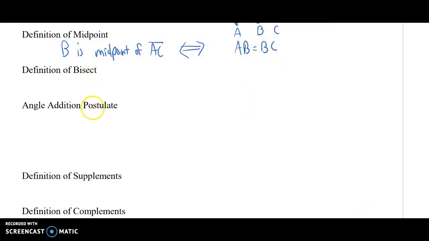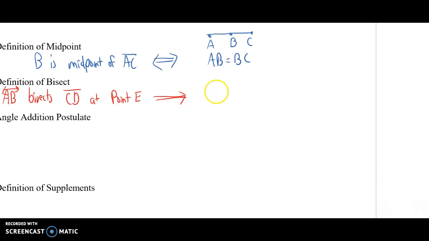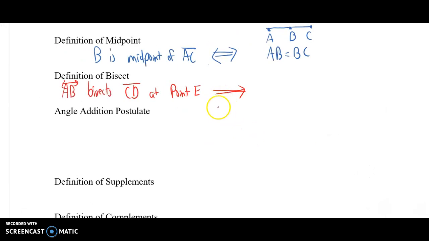Okay, next one, definition of bisect. What we're going to say in this one is that line AB bisects segment CD at point E. All right, so what that means to us is that there is a segment CD, and line AB is bisecting. It may be perpendicular, maybe not. We don't really know. So here's line AB. It's bisecting at a point E.